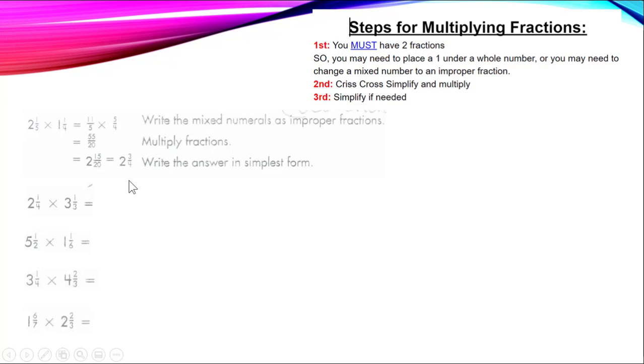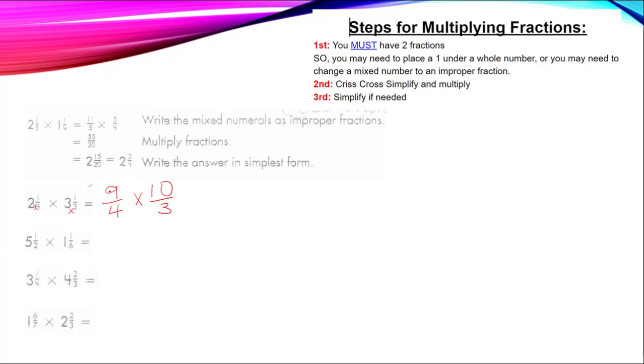Okay, so let's look at our first problem here. We have two mixed numbers, so we have to change those to improper fractions so that we can multiply. So on our first mixed number, we have 2 and 1/4, so we're going to do 2 times the 4. That gives us 8, plus 1 gives us 9/4. 3 times the 3 is 9, plus the 1 is 10/3.